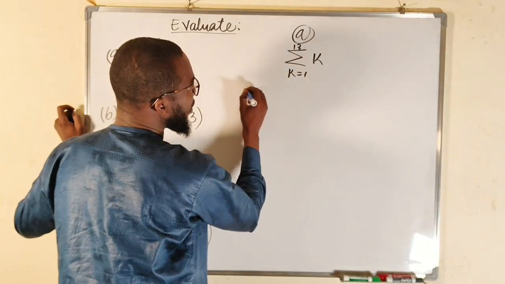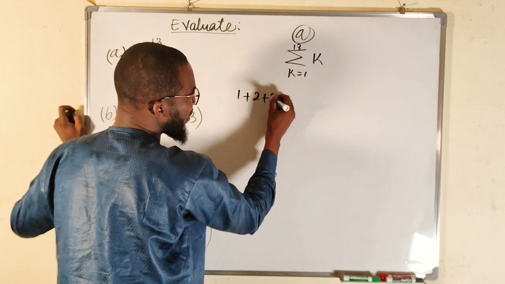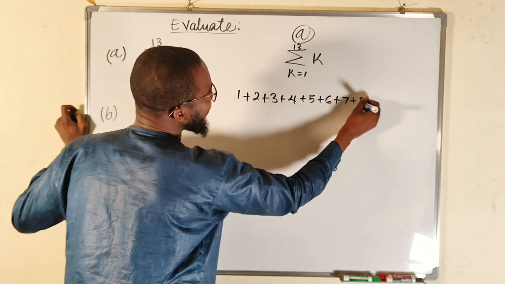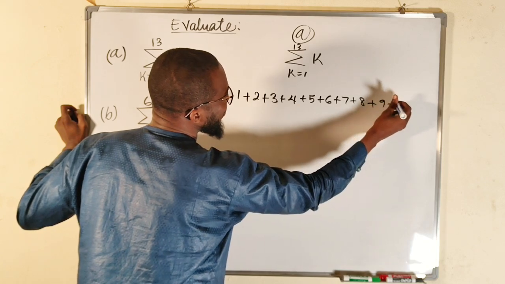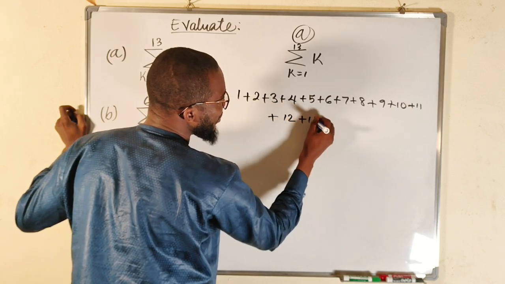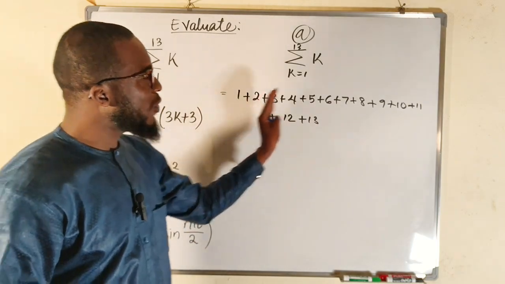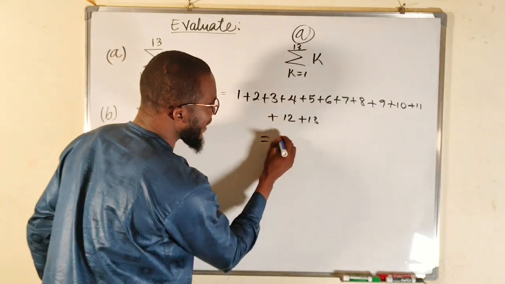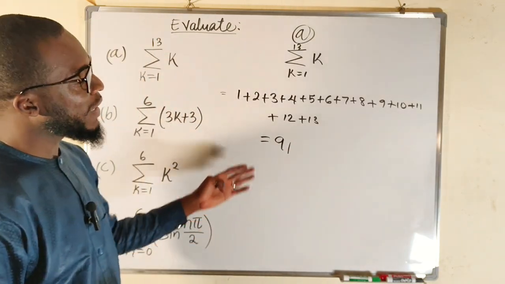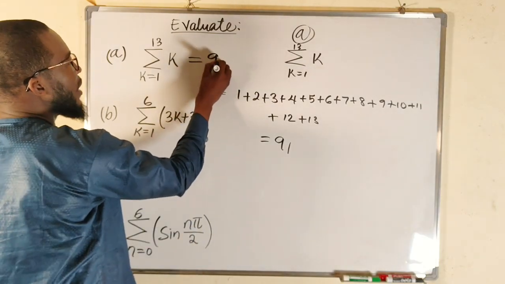So when k is 1, we have 1 plus. When k is 2, we have 2 plus 3 plus 4 plus 5 plus 6 plus 7 plus 8 plus 9 plus 10 plus 11 plus 12 plus 13, because you keep on increasing the values. So this is exactly what it means. And if you add all of these numbers together, you must get 91. Subsequently, I will show you how to use a formula in dealing with these problems. So we say that this is equal to 91.